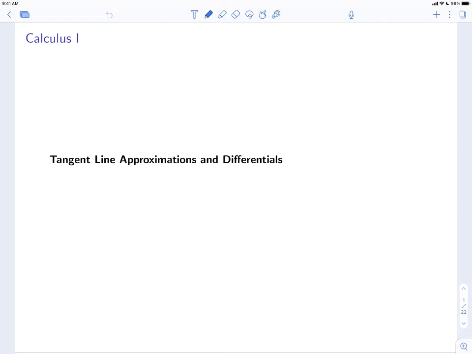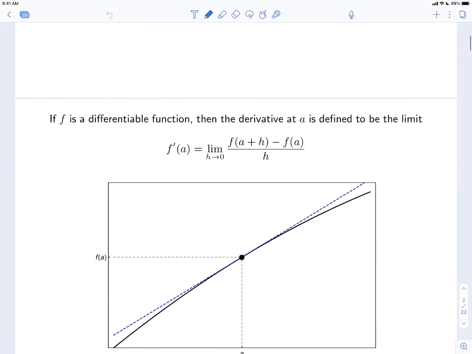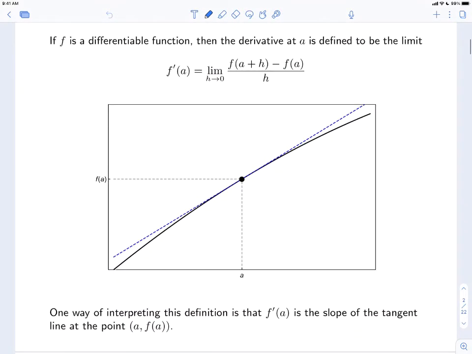In this video, we'll talk about tangent line approximations and differentials. If f is a differentiable function, then the derivative at a is defined in terms of a limit. f prime at a is equal to the limit as h goes to 0 of a difference quotient, f at a plus h minus f at a divided by h. One way of interpreting this definition is that f prime of a is the slope of the tangent line at the point with coordinates a, f at a.